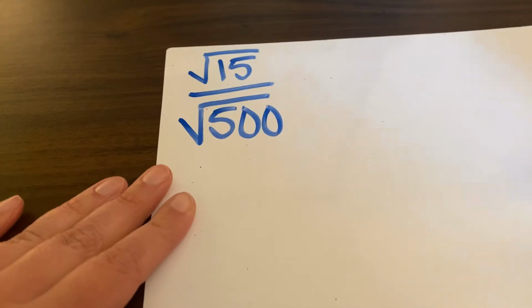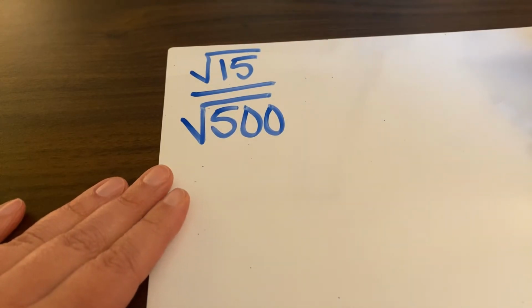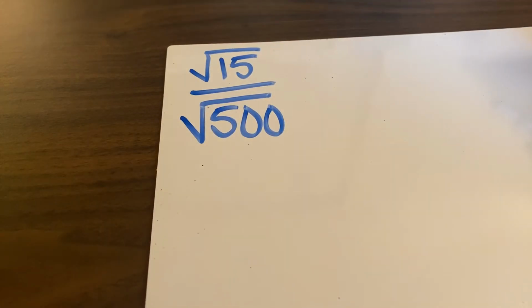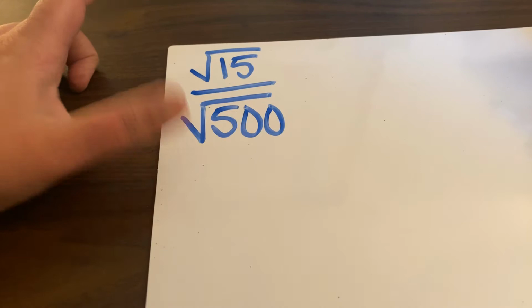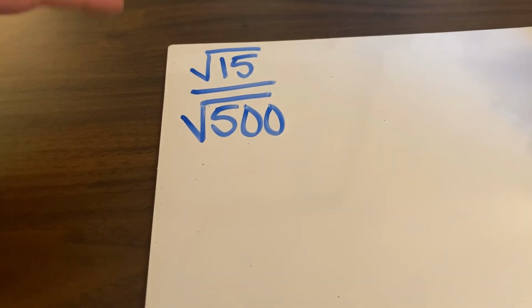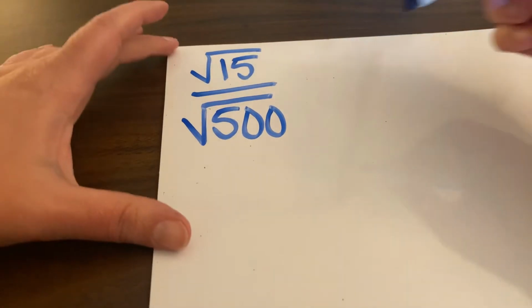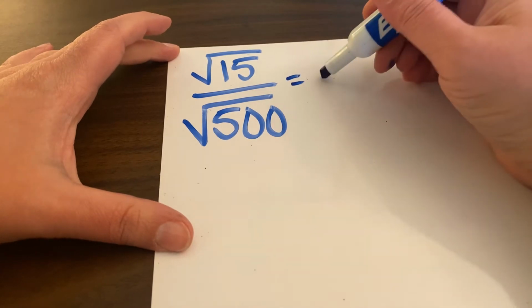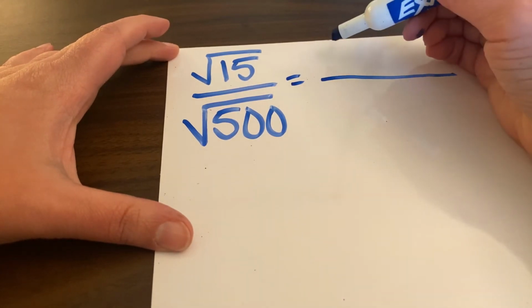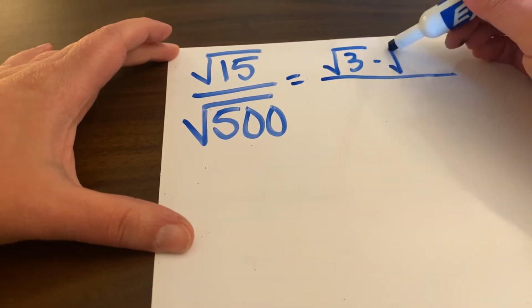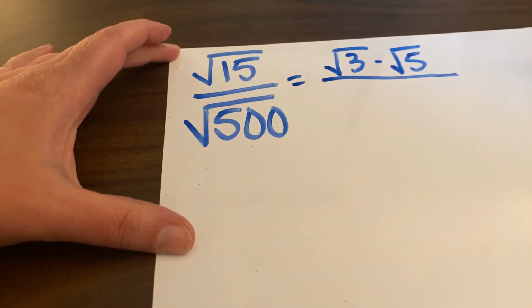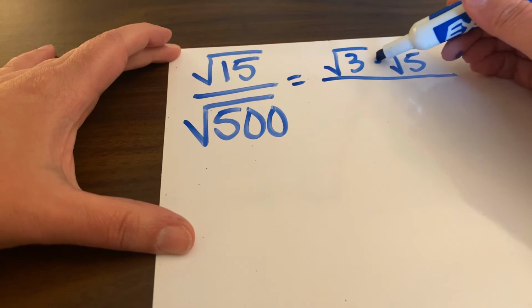Okay, here's another one. The square root of 15 over the square root of 500. We've got a square root on top, a square root on the bottom. We want to try and get rid of that square root on the bottom, but let's see if we can simplify and cancel things out. And so I'm going to factor each, right? The square root of 15 is the same as the square root of 3 times the square root of 5. Yes? And that's a multiplication.